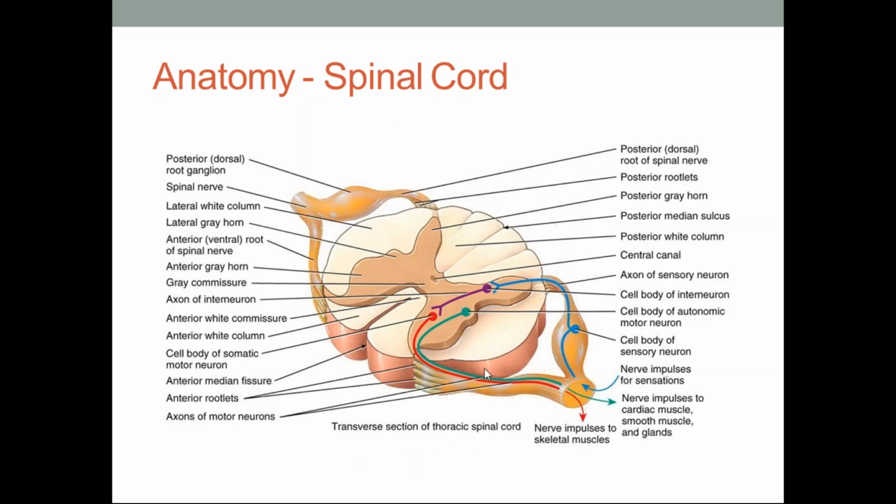When we go inside the spinal cord, we can see the white matter surrounds the gray matter. In the gray matter is where all the connections are made, and the white matter is obviously representing all the myelination of the axons traveling up and down the spinal cord. We know that we have roots that attach the spinal nerve onto the spinal cord. And the roots also have a function, and they come together, anterior and posterior root, to form a spinal nerve.